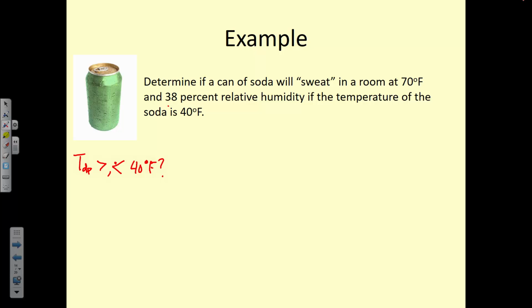Okay, so we're given 38% relative humidity. What is that Greek symbol? Phi. So phi is 0.38. That means our vapor pressure is equal to phi times P sub G. What is P sub G at 70 Fahrenheit?